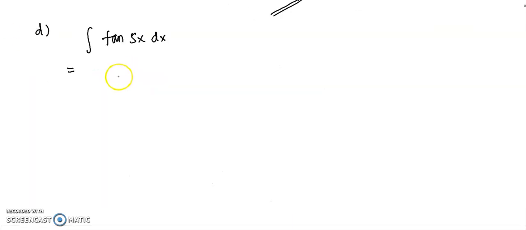Similar to question C, now we're going to integrate tangent 5x. We need to rewrite it in the form of sine 5x over cos 5x.